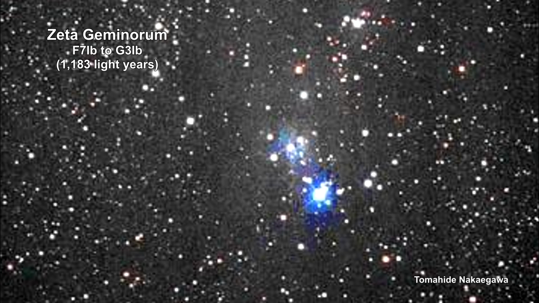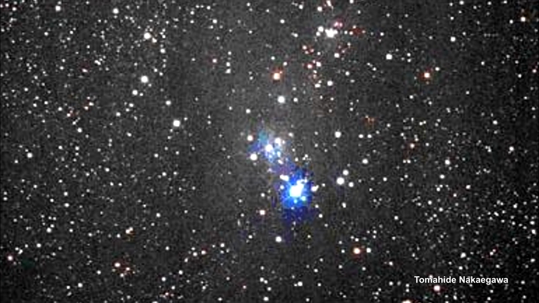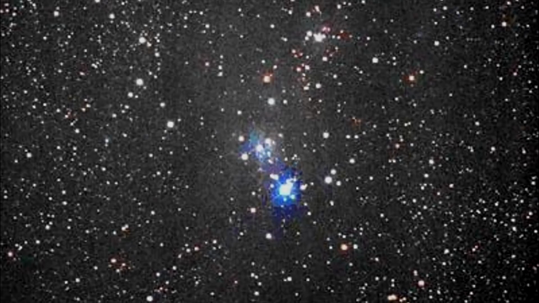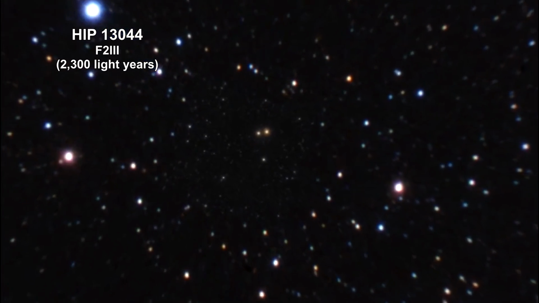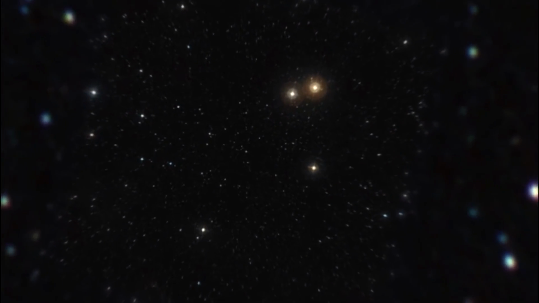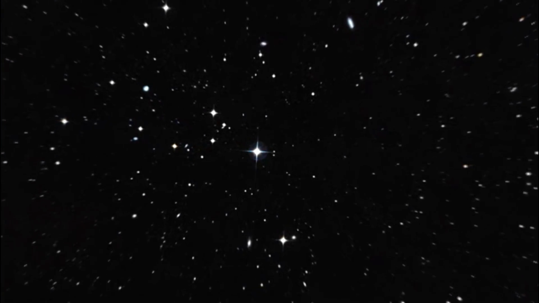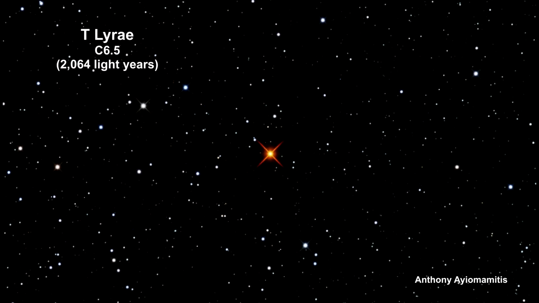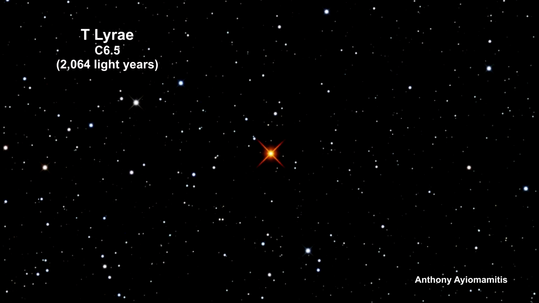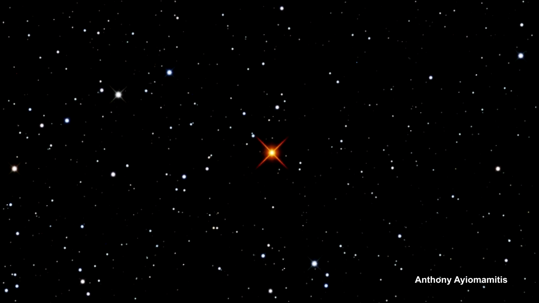Zeta Geminorum is an intermediate luminous supergiant. It is also a classical Cepheid variable. HIP 13044 came from outside our galaxy. It was part of a former dwarf galaxy that merged with the Milky Way between 6 and 9 billion years ago. Chi Lyrae is a carbon star. It has used up most of its hydrogen fuel and is now fusing helium into carbon.